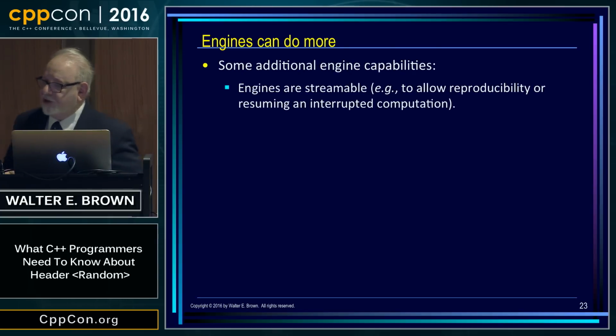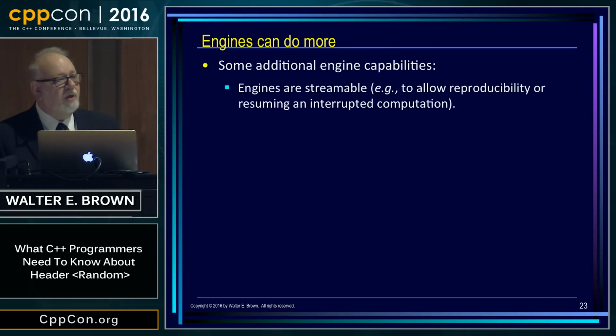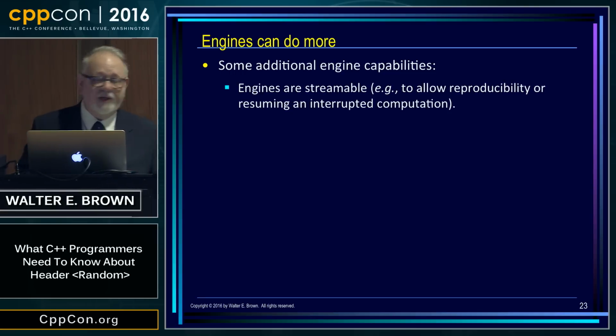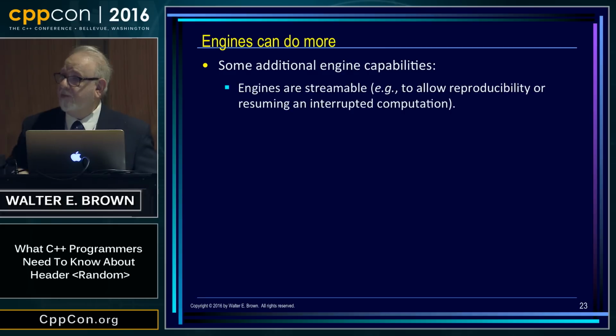I told you that engines can actually do more. Here are some of the additional things that an engine could do. Some of these are more useful than others. Engines are streamable in case you want to interrupt the calculation and then restore and come back and pick it up where you left off. That's useful. Reproducibility, as I said earlier, is very important in certain applications. Let's do it again. So you may need to store and then restart.